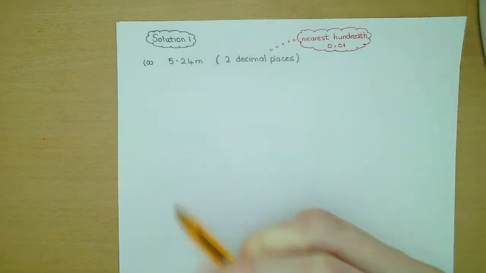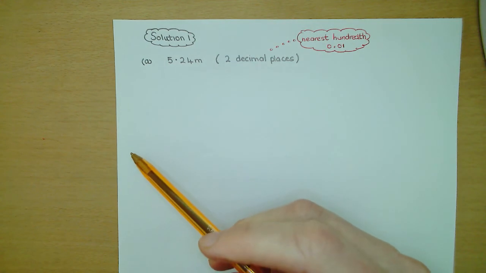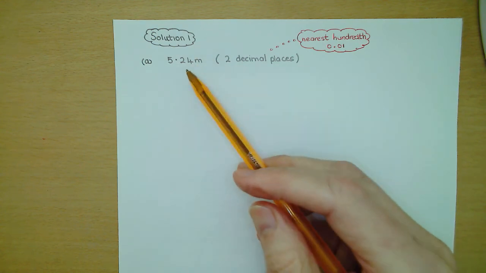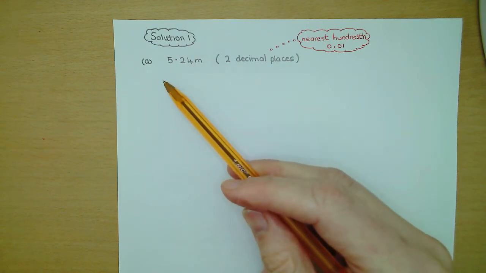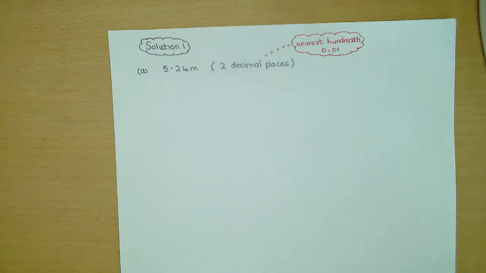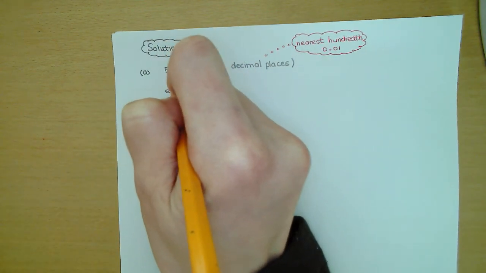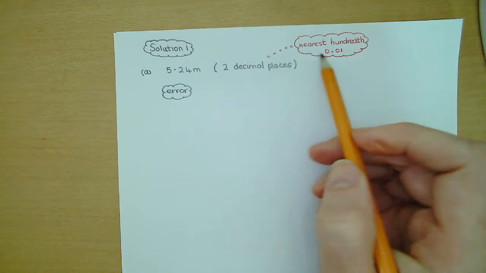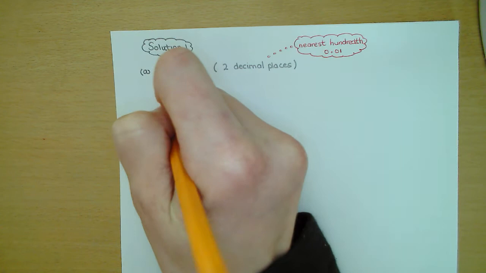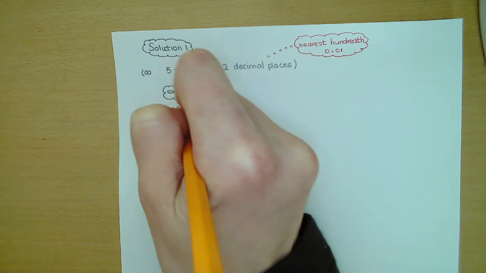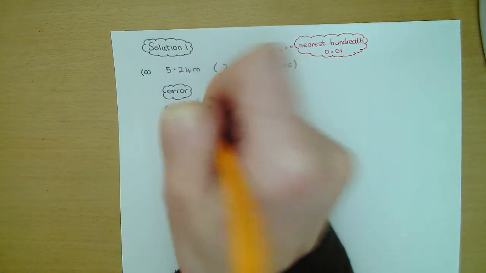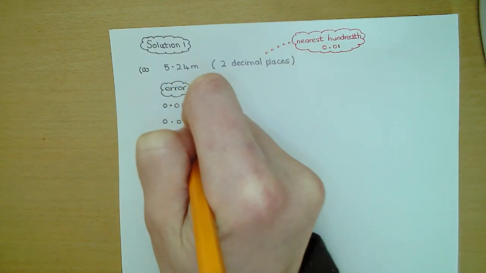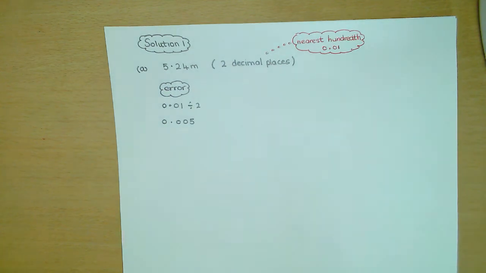Now remember from our introduction, in order to get the upper and lower bounds, we need to work out the error first, because we're going to add on the error to get the upper bound, and we're going to subtract the error to get the lower bound. So the next thing we need is the error. And the error is the rounding divided by 2. So the rounding is 0.01. We divide that by 2. And that's going to give us 0.005. Okay, so that is our error.